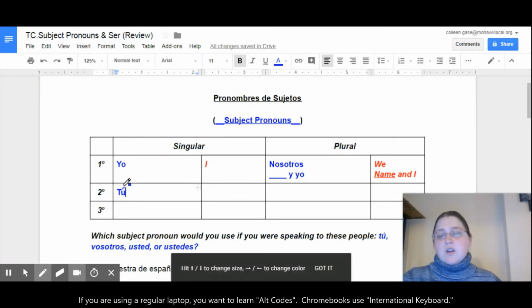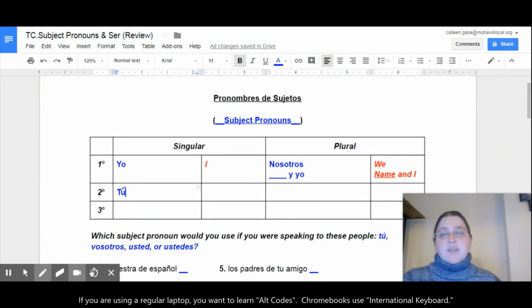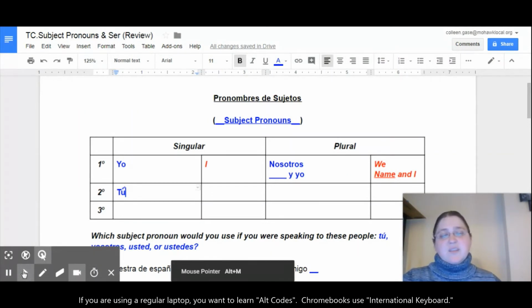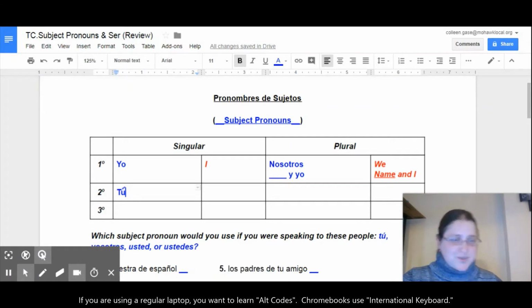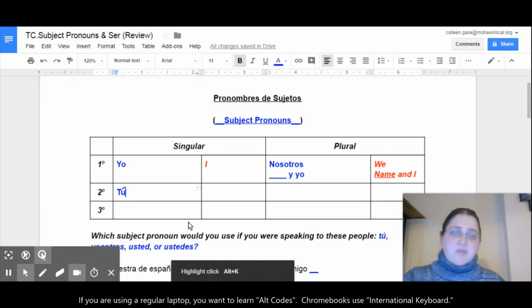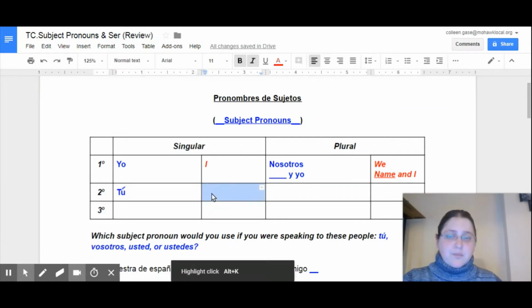If you look on the beginning information of this site, there is a file that tells you all the codes you can use to be able to make accents. The only problem is apparently while I'm recording, those codes don't work. So I'm going to be using the pen for my accents, but you don't need to.